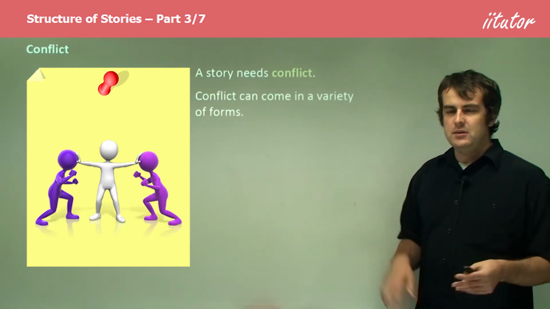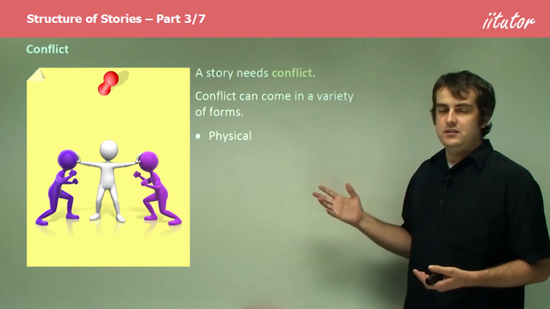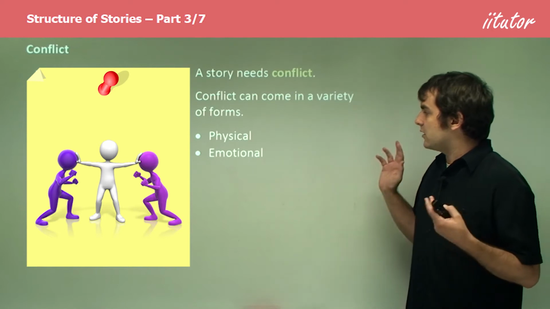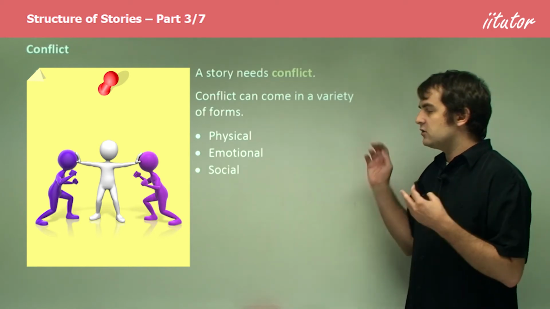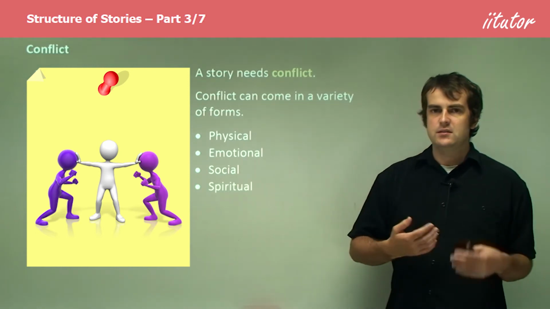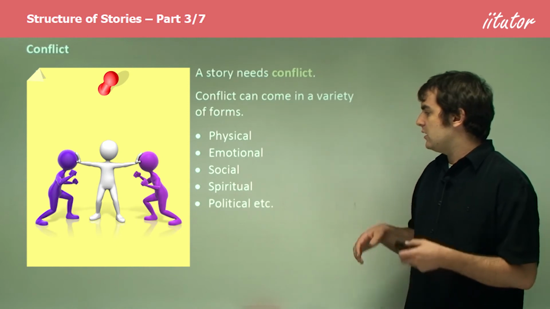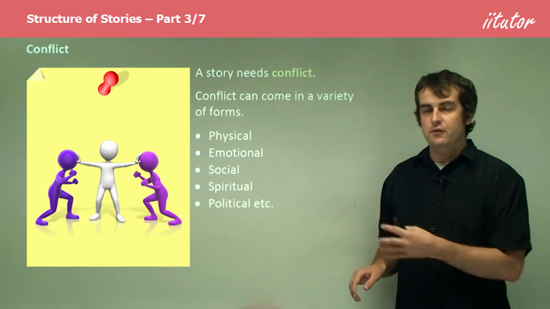This conflict can come in any variety of forms. It doesn't have to necessarily be a physical fight. While physical is one of those things, it can involve emotion, conflicts of emotions, two different emotional kinds of people, social, as in rich versus poor, spiritual, as in someone trying to understand themselves, political, it goes on. This list could go on for 100 pages, so we won't go through all of them.